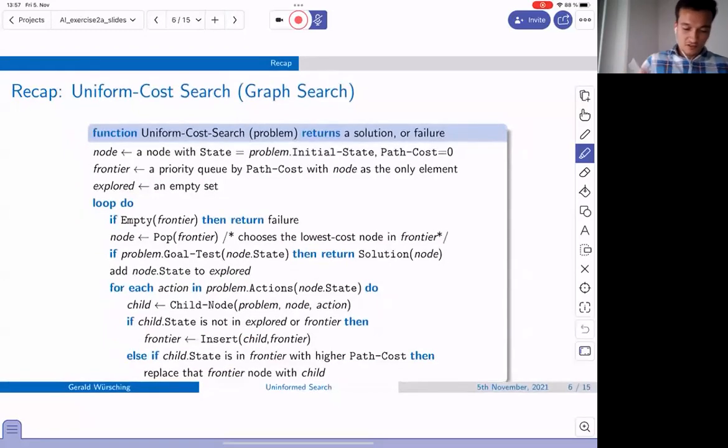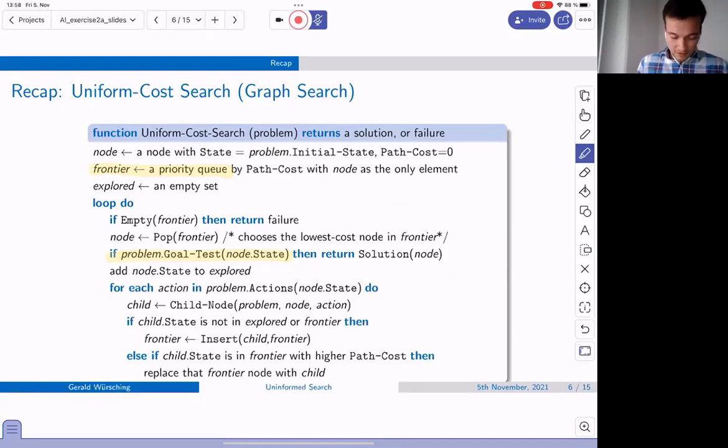And for uniform cost search, I'd like to highlight the 3 major changes compared to breadth first search. First, we use a priority queue instead of a FIFO queue, a first in, first out queue. In this case, priority queue means we sort by the cost of the path. The second thing is that we do the goal test not when we look at a child, but when we select the node that we want to expand. So once we select the node from the frontier, we do the goal test. In breadth first search, we did it when we look at the children of the node. This is an important difference between these 2 algorithms.